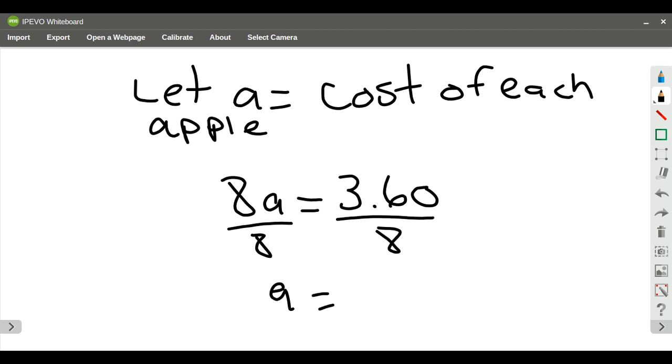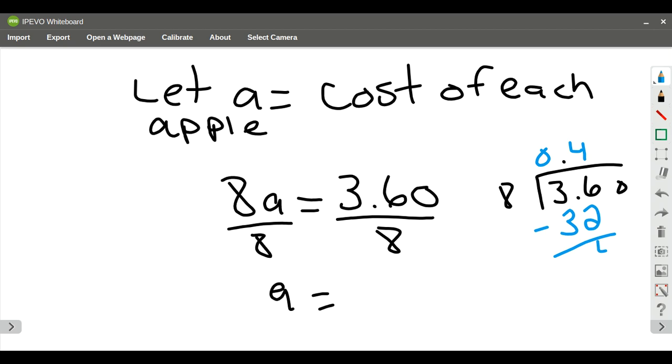A is going to equal a dollar amount. We're going to divide it out and see. So I'm going to have 8 divided into $3.60. Bring my decimal up, change colors for you guys. 8 goes into 3, 0 times. 8 goes into 36, 4 times. 8 times 4 is 32. I'm going to subtract. I get 4 left over.